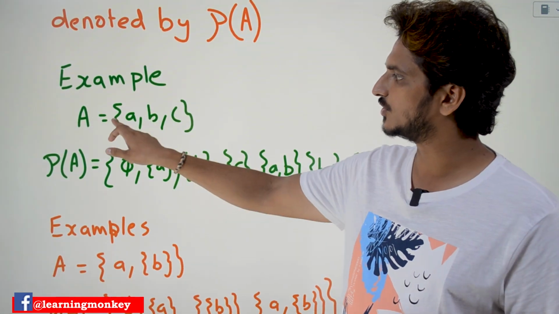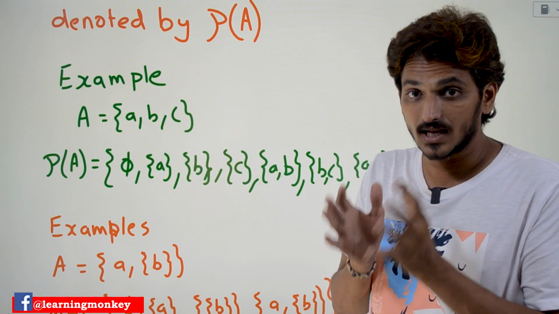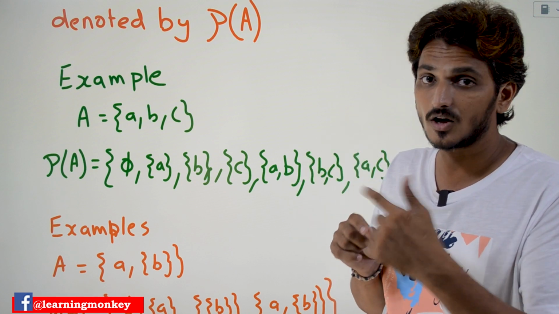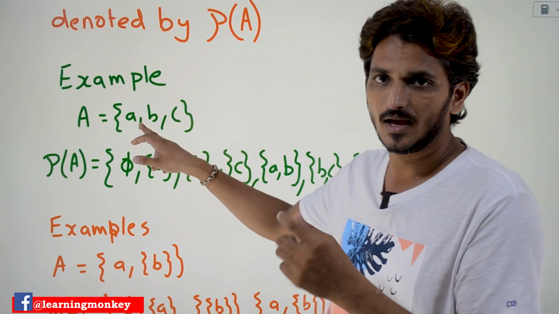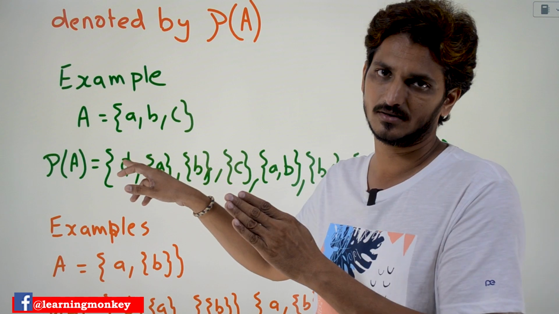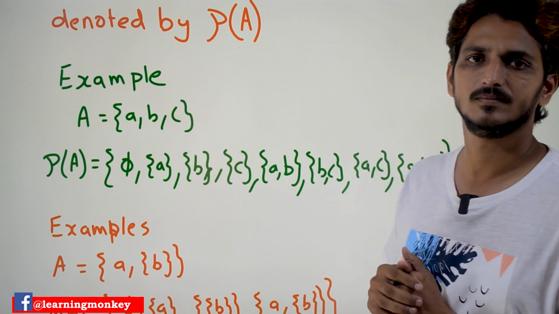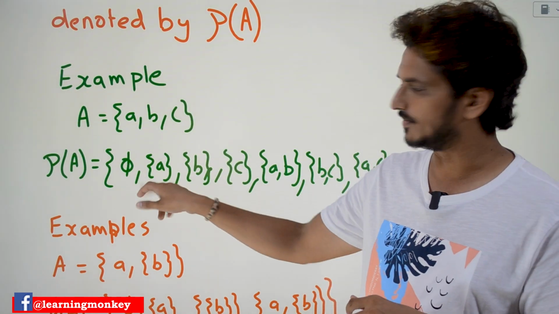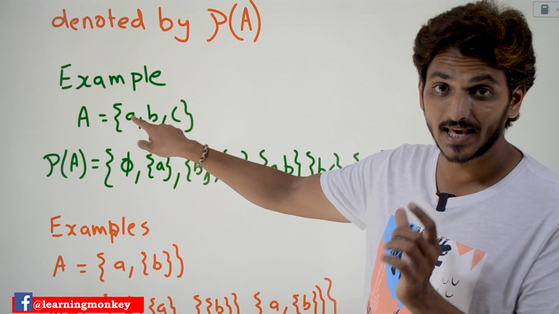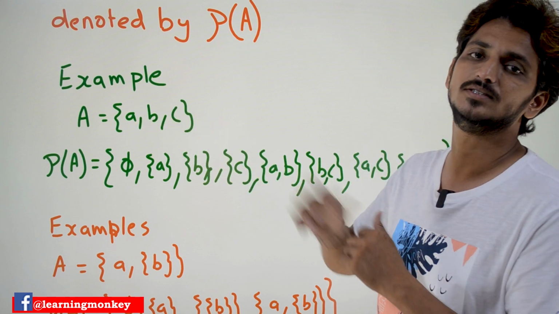Example, set A contains a, b, c. The collection of all subsets of set A. What are all the possible subsets of set A? Empty set is a subset for any set. So phi is a subset for set {a, b, c}. This is the first element. Take the first element in the set: {a} is a subset of set {a, b, c}.